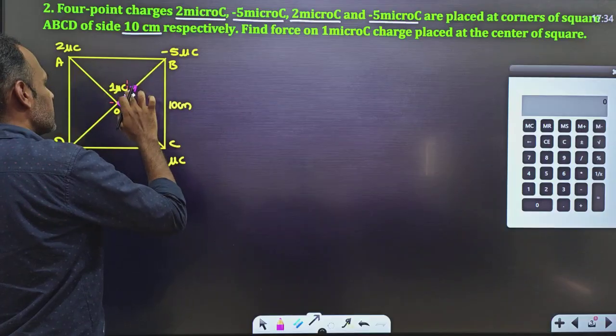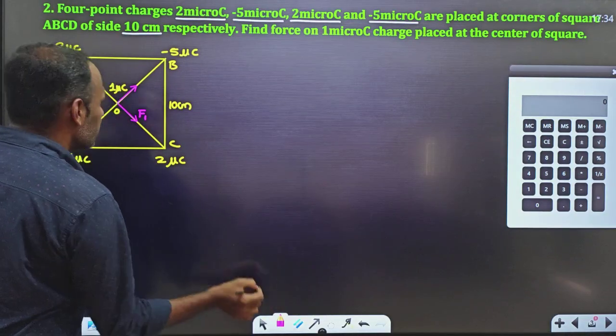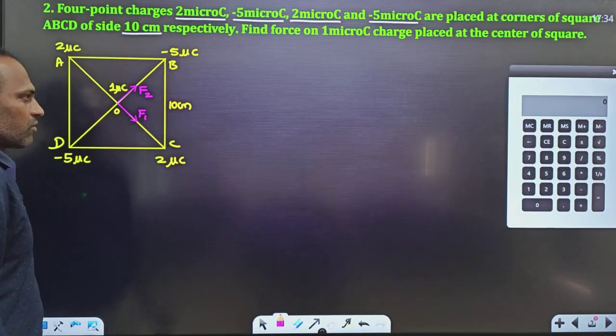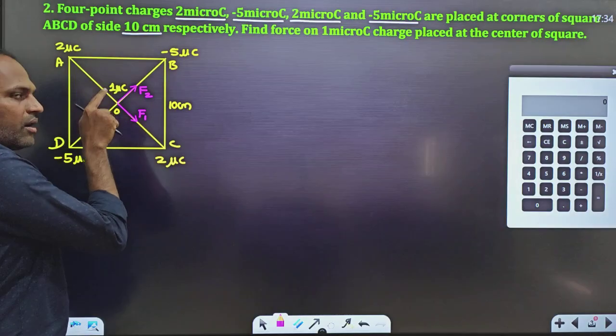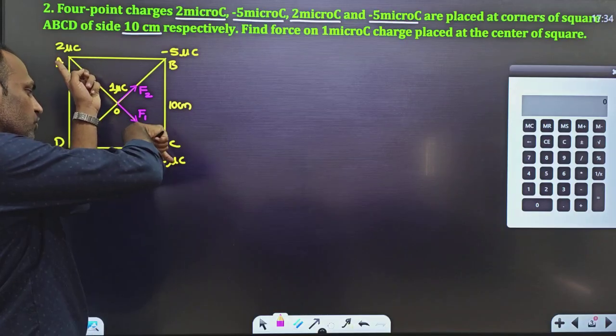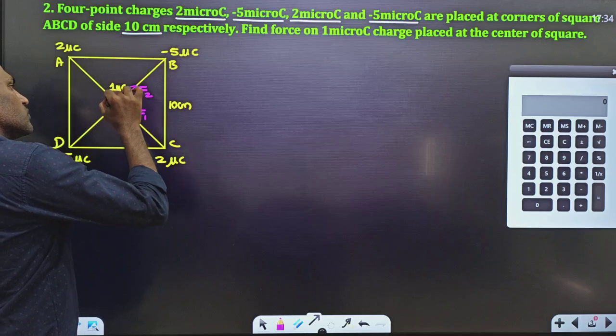Okay, so this is exactly on the diagonal. I will call this force F2, the force acting on 1 microcoulomb due to minus 5 microcoulomb. Next, this is plus 2 microcoulomb, this is plus 1 microcoulomb. They are like charges, so there has to be a repulsive force. So the force is in this direction. I will show that force here. Force number 3.